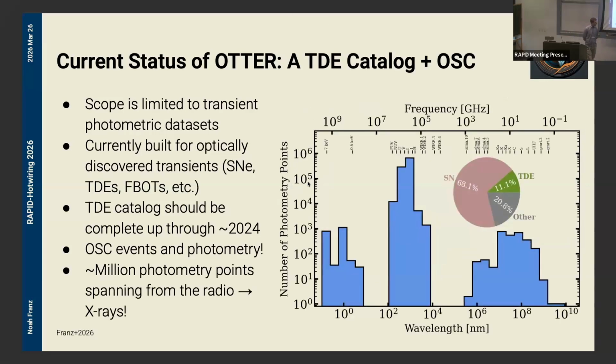And this is showing all of the photometry that we now have, where it's a histogram, note the logarithmic y-axis, showing the photometry points per wavelength bin or frequency bin, depending on which way you think. As you can see, a significant portion of the data is in the UV, optical, and infrared. This is probably not surprising since all-sky surveys are in the optical. But then we also have a good amount of X-ray and radio data. And in the top right of this plot, I'm showing a pie chart where 11% of our photometry is for tidal disruption events, about 68% for supernovae, and then the rest for other events that we have.